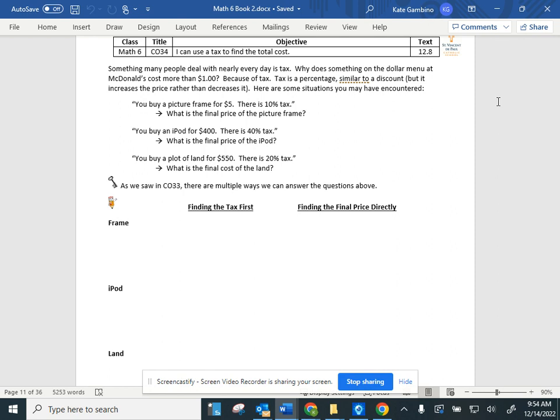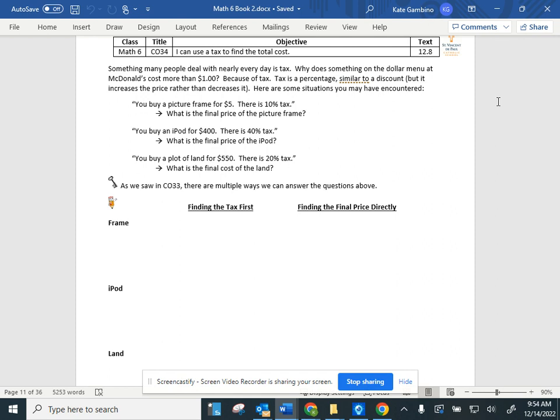Or maybe you buy an iPod for $400 and you're buying it somewhere crazy where there's a 40% tax. My goodness, 40% tax is huge. Don't normally see that, but for the sake of our math work, we're going to say there's a 40% tax. We need to figure out what the final price of the iPod is.